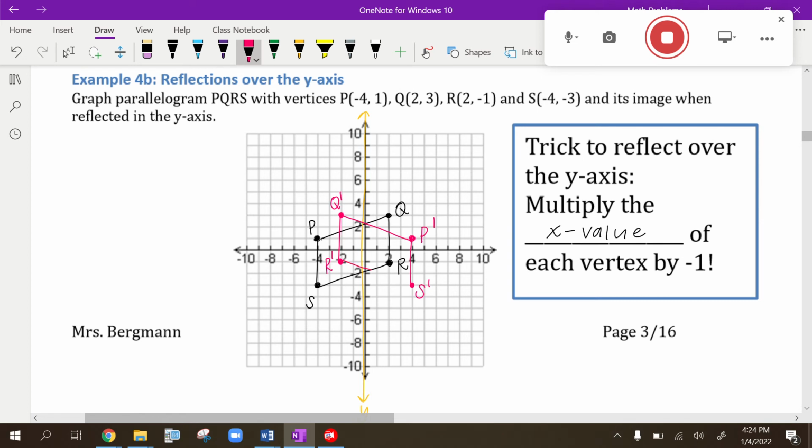Finally, connect all the points to find the image of the reflection. Now a trick for this when you're going over the y-axis is to multiply the x value of each vertex by -1. So for example, you'll see, just for one example, Q, the image is at -2, 3. The x value is multiplied by -1.